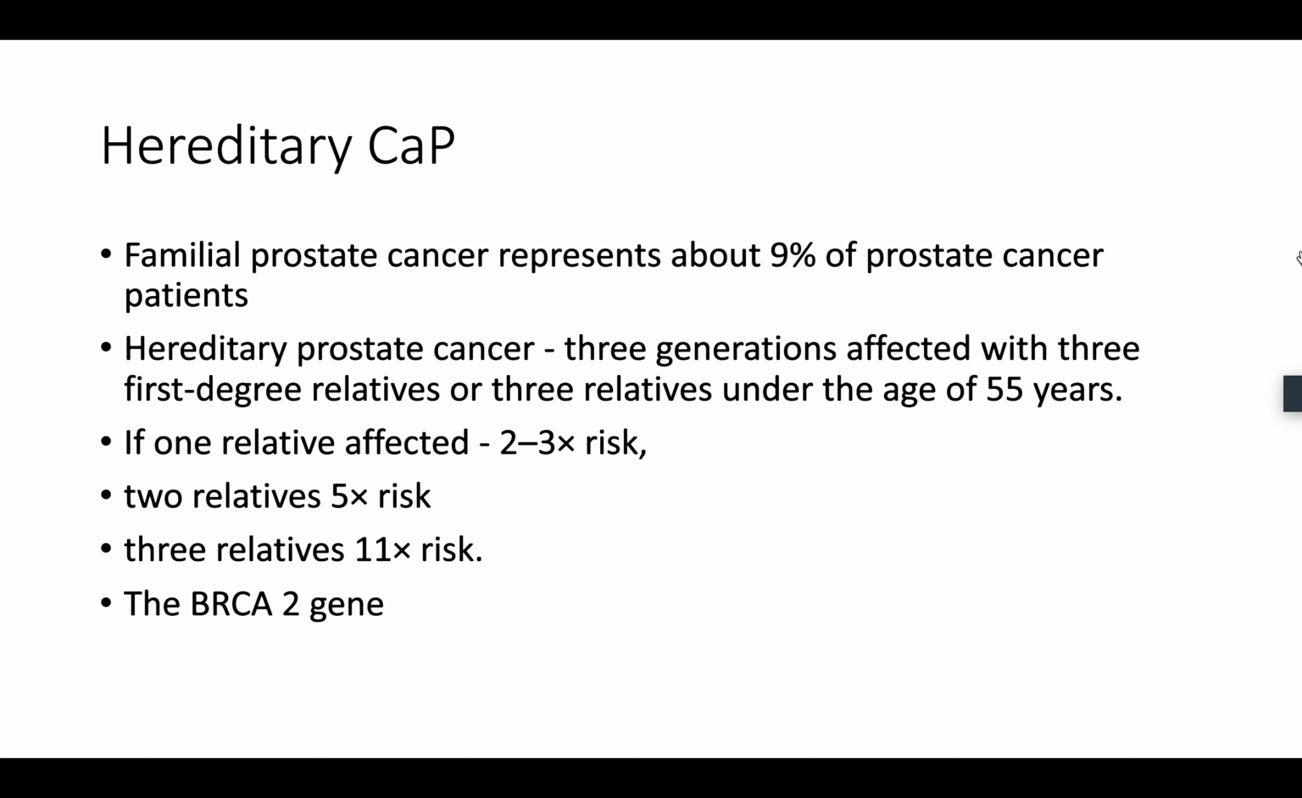So that's where either three first-degree relatives have been diagnosed with prostate cancer, or where you have two relatives diagnosed before the age of 55. Okay. Any specific gene you are aware of? Sorry? Any gene which is related to prostate cancer?